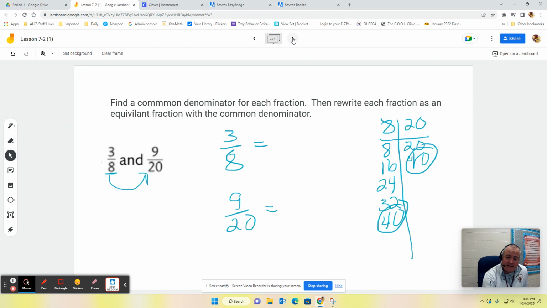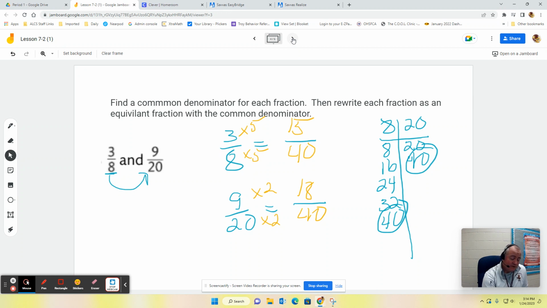Once I know my denominators in my T-chart, all I have to do now is rewrite these two fractions as equivalent fractions with 40 as my denominator. Well, 8 times what is 40? 8 times 5. Well, then I got to do the same thing to the top. What's 3 times 5? Well, that's 15. And then I look at 9/20 and I say, well, 20 times 2 is 40 and 9 times 2 is 18.